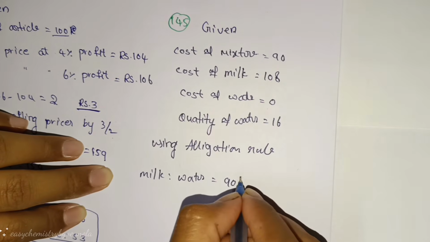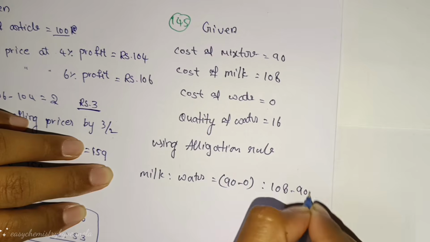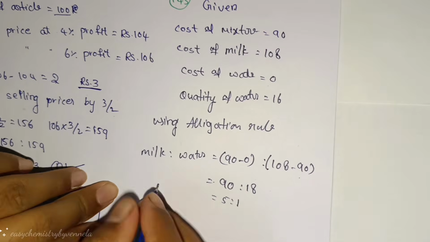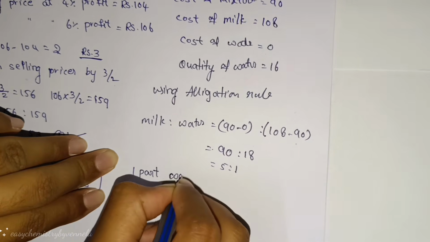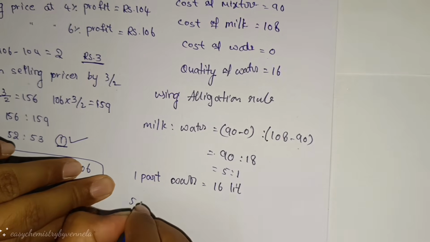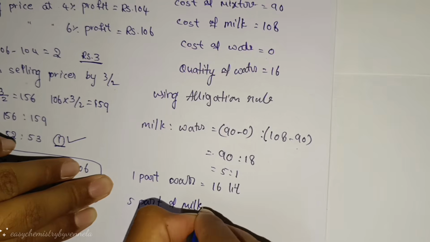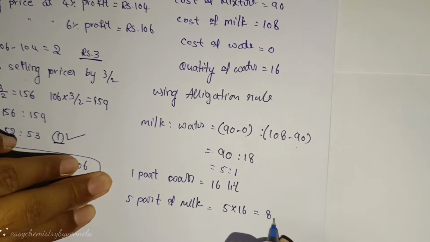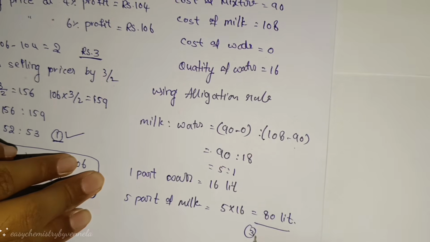milk is to water, 90 minus 0 is to 108 minus 90. 90 is to 18. So 5 is to 1. 1 part of water is equal to 16 liters. So 5 parts of milk is equal to 5 into 16, so 80. The correct option is the third one.